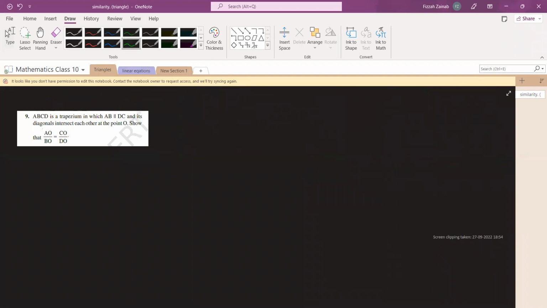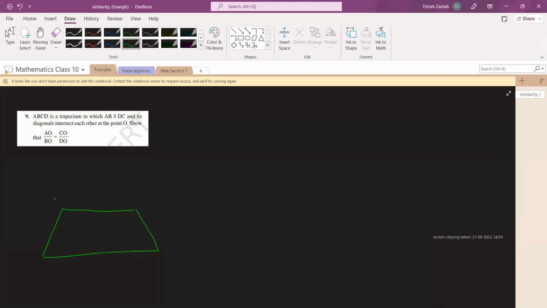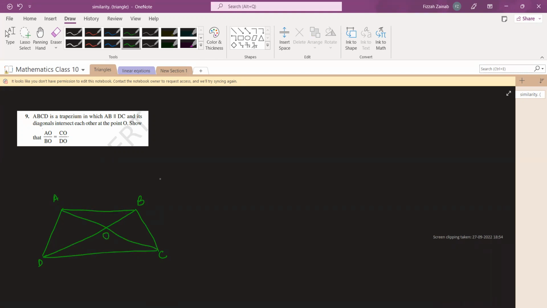All right. ABC is a trapezium in which AB is parallel to DC, right? So you have a trapezium. It looks like this. So two sides are parallel in a trapezium. So AB is parallel to DC. So I can call this one AB and this is DC, right? And its diagonals intersect each other at point O. So these are the diagonals. And this point is O. So you have to show this thing.